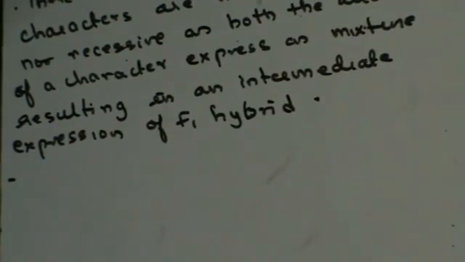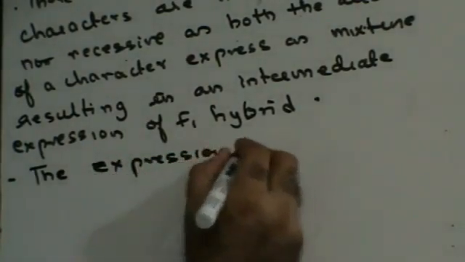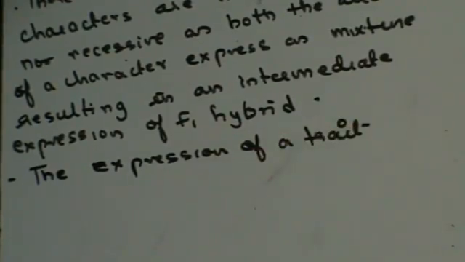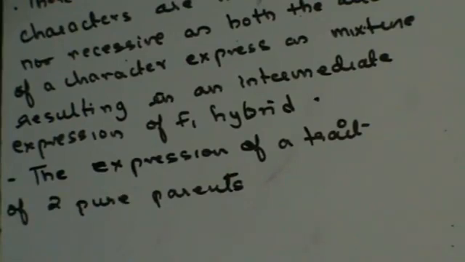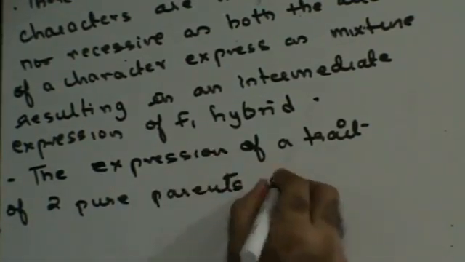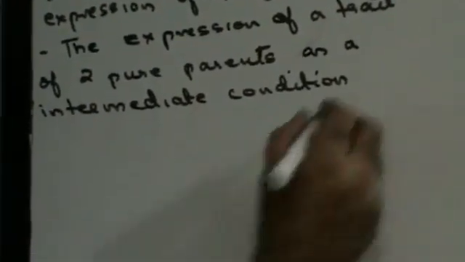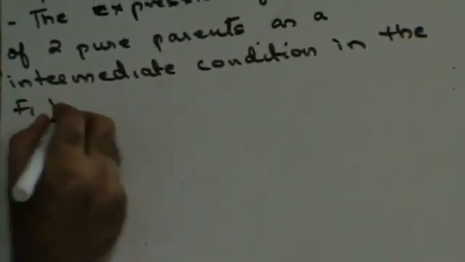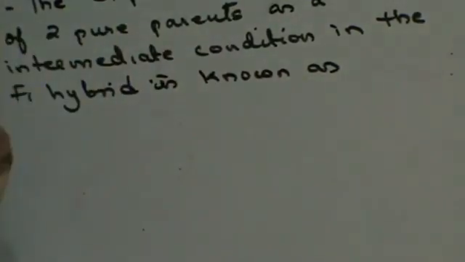So the expression of a trait of two pure parents as an intermediate condition in the F1 hybrid, where I am neither able to see the entire dominant character, nor the entire recessive character, is known as incomplete dominance.